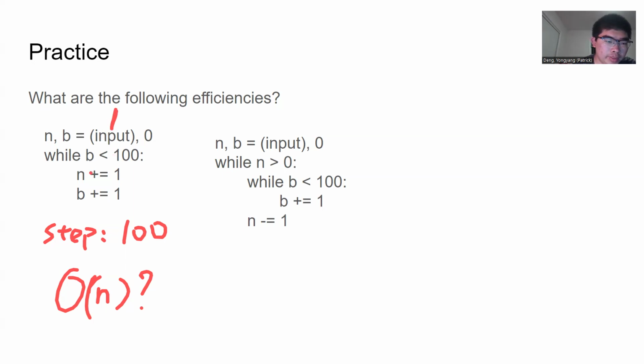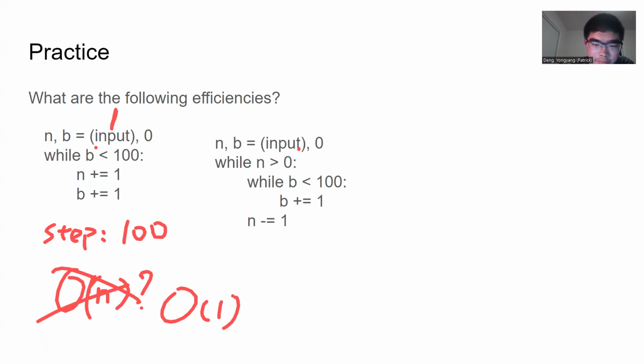Suppose I input 1, because b is only less than 100 and b plus 1 each time. So the input will not affect the counter, will not affect how many times the while loop loops. So this is not big O of n, it is big O of 1. Big O of 1.